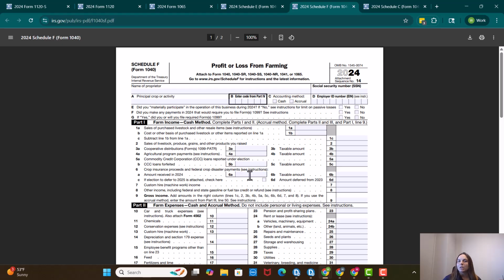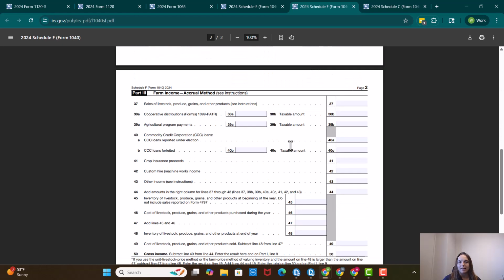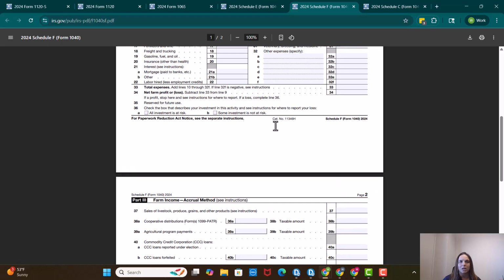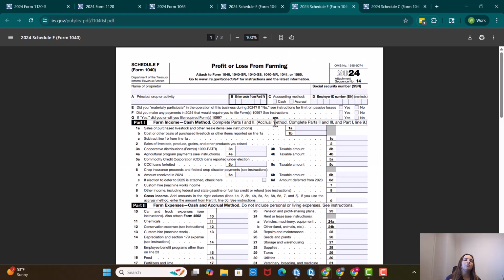Looks very similar to Schedule C, right? So it's 2 pages, looks very similar concepts. Farmers are just subject to some different tax regulations than the general public. So Schedule F is going to look a little bit different.